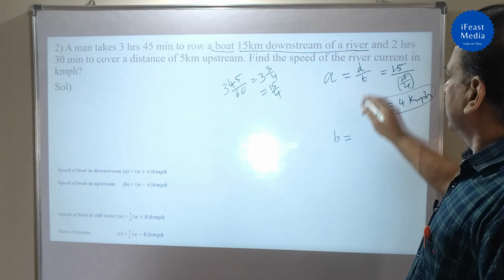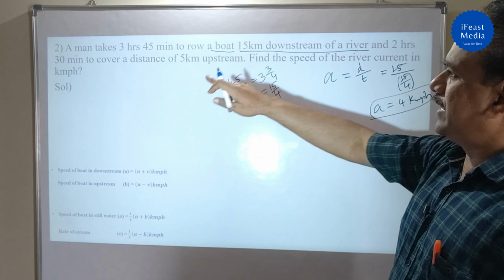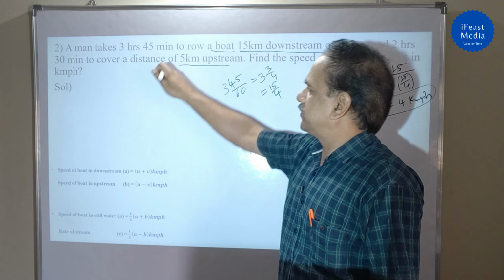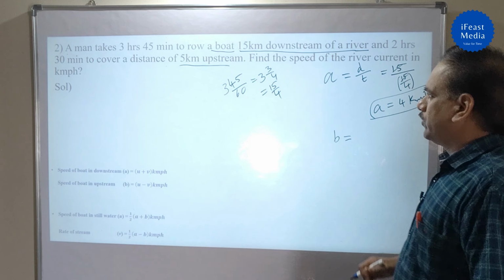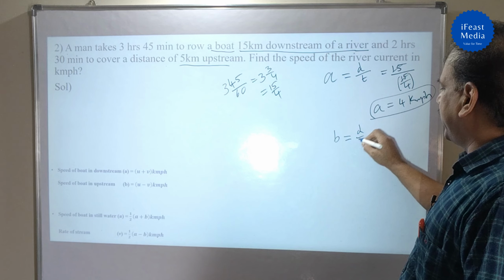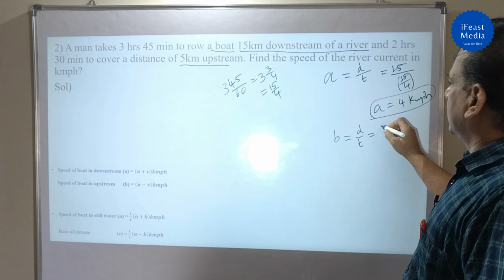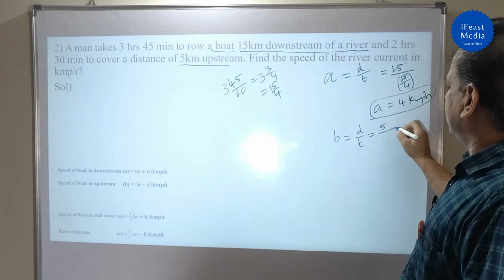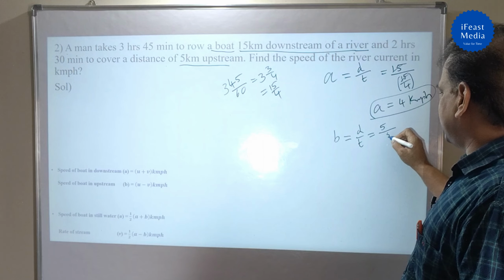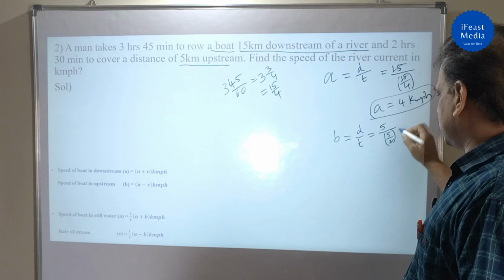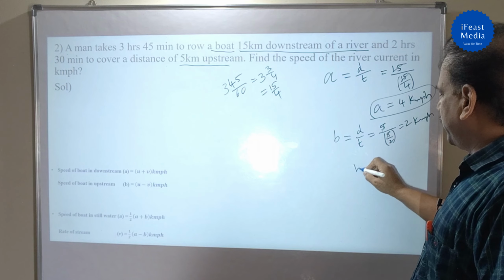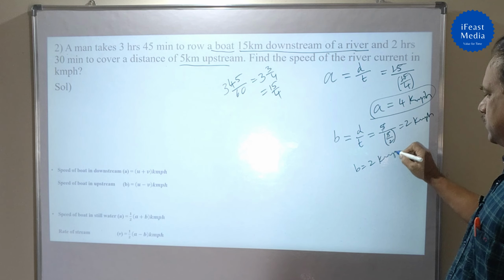And what is B? And 2 hours 30 minutes it takes to cover a distance of 5 kilometers upstream. So speed of the boat in upstream is denoted by B. Again distance by time. Here the distance is 5 kilometers and it takes 2 hours 30 minutes, means 2.5 hours. 2.5 hours is 5 by 2. So it is 2 kmph. 5 gone. So B is 2 kmph.